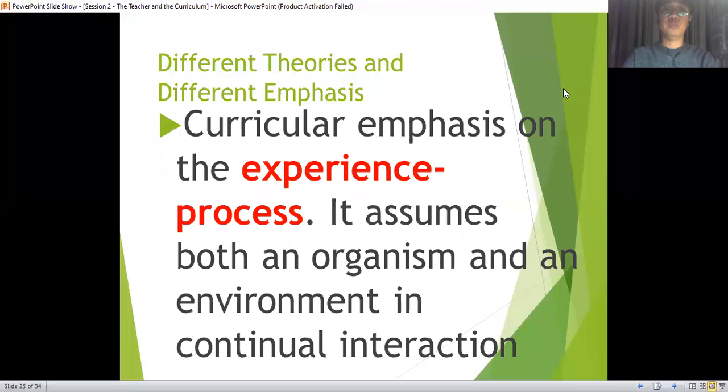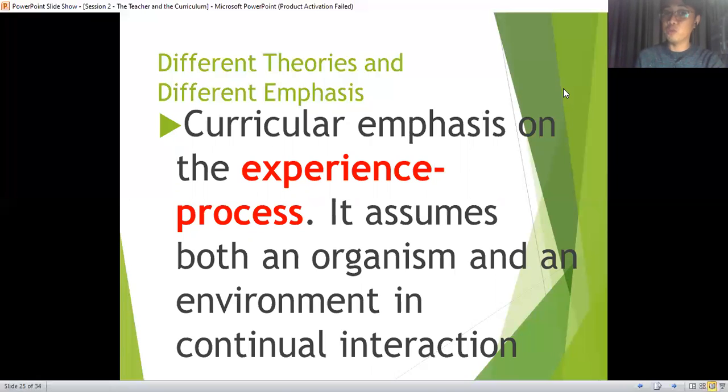Okay, next emphasis, we have the curricular emphasis on experience process. This time, it's experience that you emphasize. Like, if you devise a plan and you want to focus on experience, what you are going to do is provide an environment in which the learner will gain the experience. Okay, so it assumes both an organism and an environment in continual interaction. So the theory of behaviorism comes in again here, and the theory of progressivism too, because it's experience process.